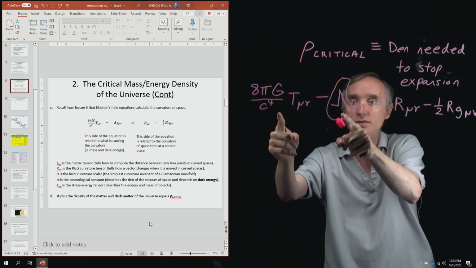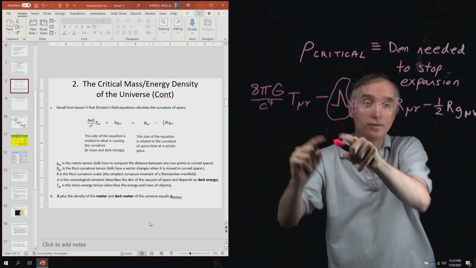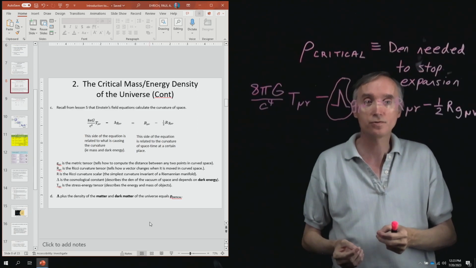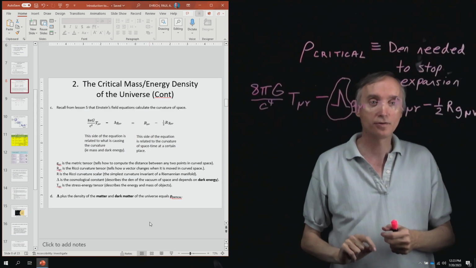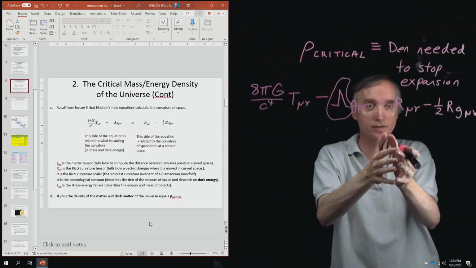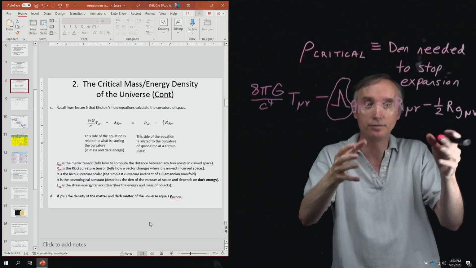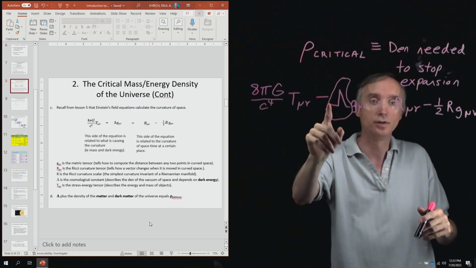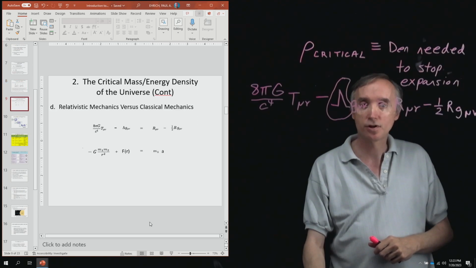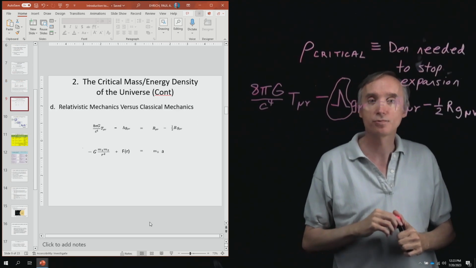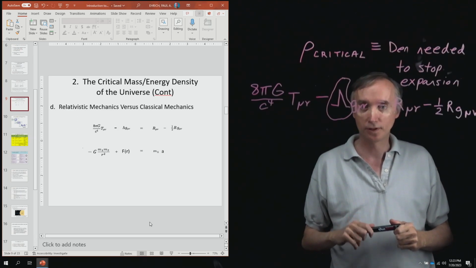Now, if these two terms were equal to each other, then the density of the universe would be the critical density. That critical density is the amount necessary to stop the expansion of the universe. And that would only happen if these two terms were equal to each other. So before I go on, I did want to show you this. How does relativistic mechanics compare to classical mechanics?